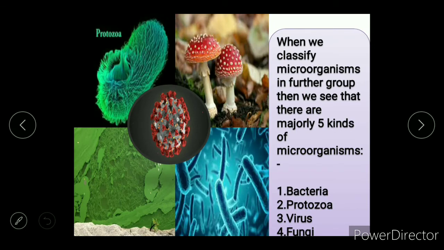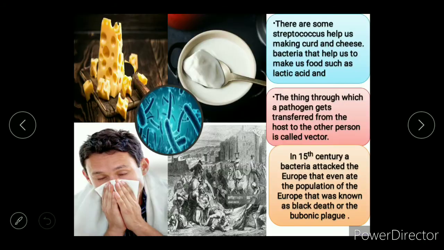Well, now we will classify microorganisms into different parts for better analysis. They are first protozoa, second fungi, third algae, fourth bacteria, and fifth virus. So let us study them one by one.